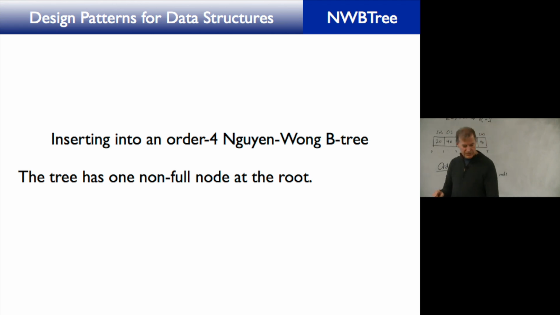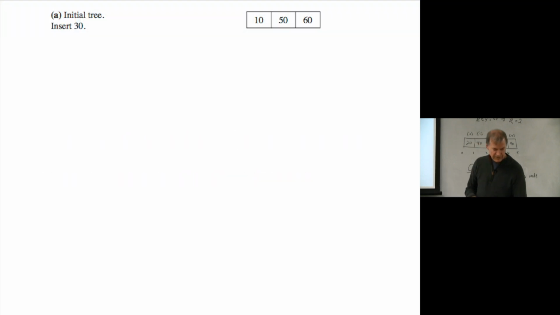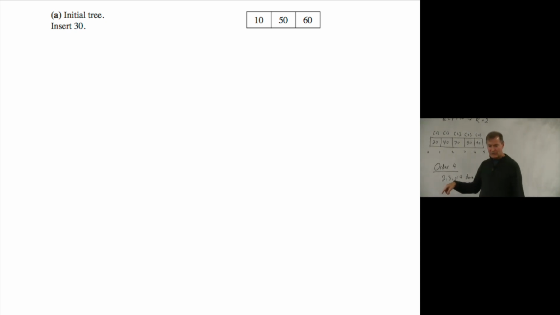So let's do several examples. First, the tree has one non-full node at the root. So here's our initial tree. How many data values does it have? 3. So 2, 3, or 4. And what are we doing? We are going to insert 30.